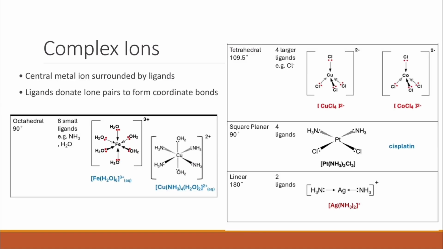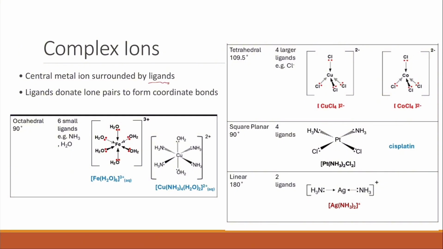So what are complex ions? Complex ions are formed of a central metal ion surrounded by ligands. These ligands will donate lone pairs of electrons to form coordinate bonds or dative covalent bonds. According to how many ligands can surround the central atom, the shape of the complex ion will change. So we have four different shapes of complex ions.